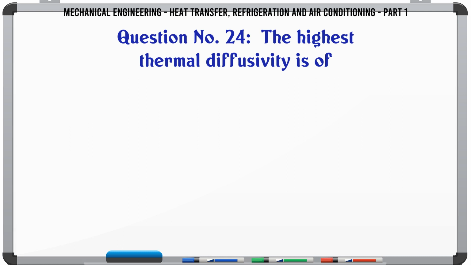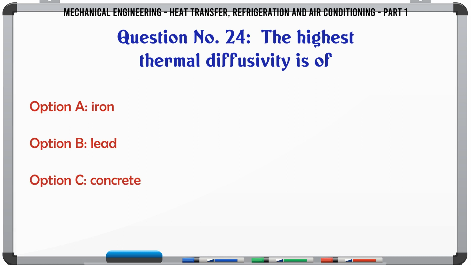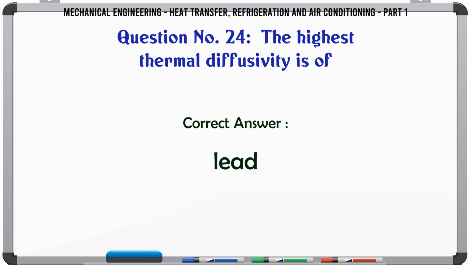The highest thermal diffusivity is of: A. Iron, B. Lead, C. Concrete, D. Wood. The correct answer is lead.